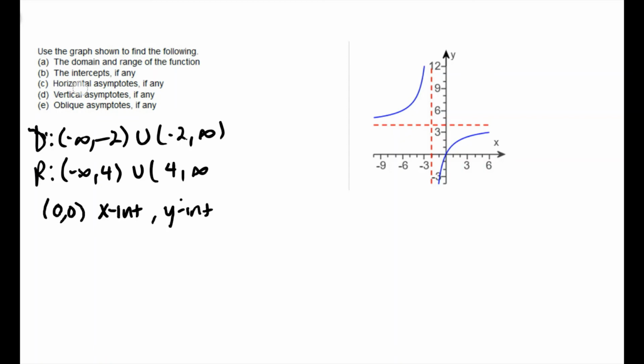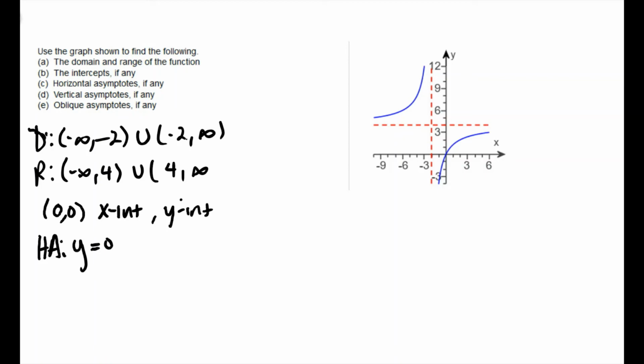The next part says find horizontal asymptotes, if any. So I've already mentioned this red dashed line represents a horizontal asymptote, and that's occurring at y equals 4. So we have a horizontal asymptote at y equals 4.